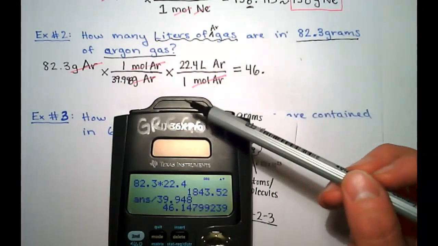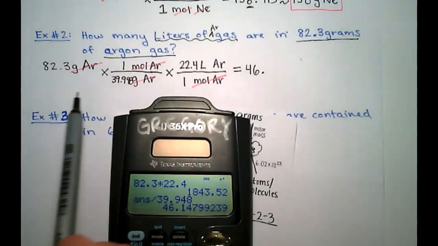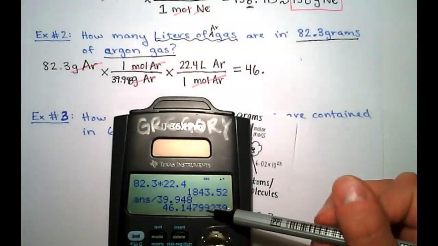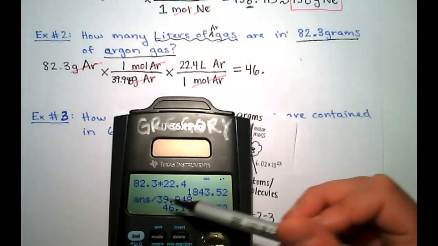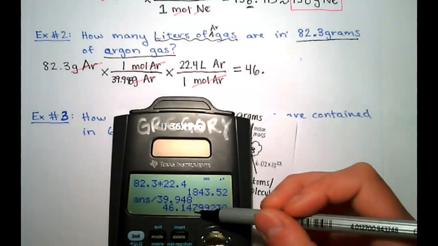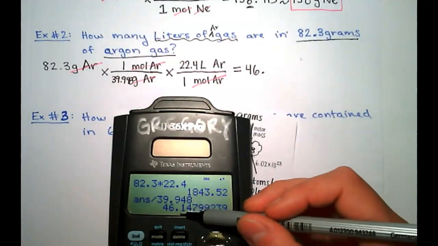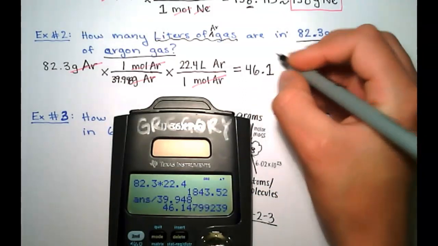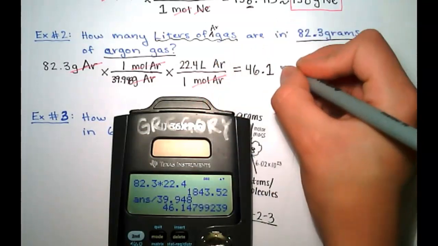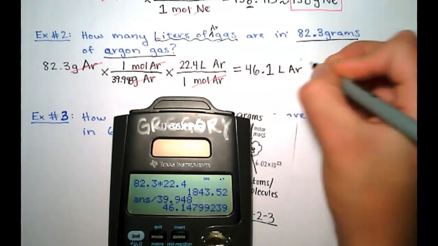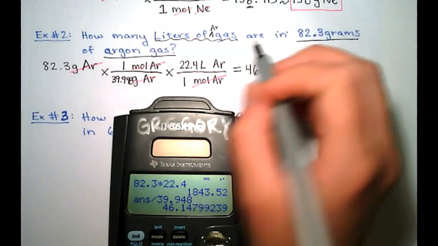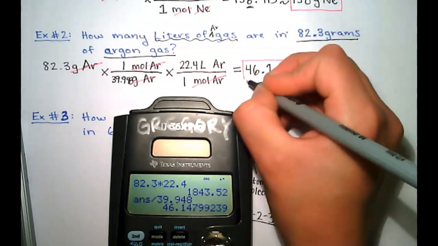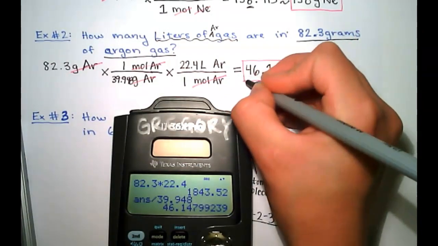I'm going to look at how many significant figures I need. And I notice that my given value has 3 significant figures, so I just need to round this to 3 significant digits. So 46.14, this 4 is going to make it round down, so I'm just going to have my answer as 46.1, and my units are liters of argon. And then I'm going to box my answer in, so it's easy to find my answer.